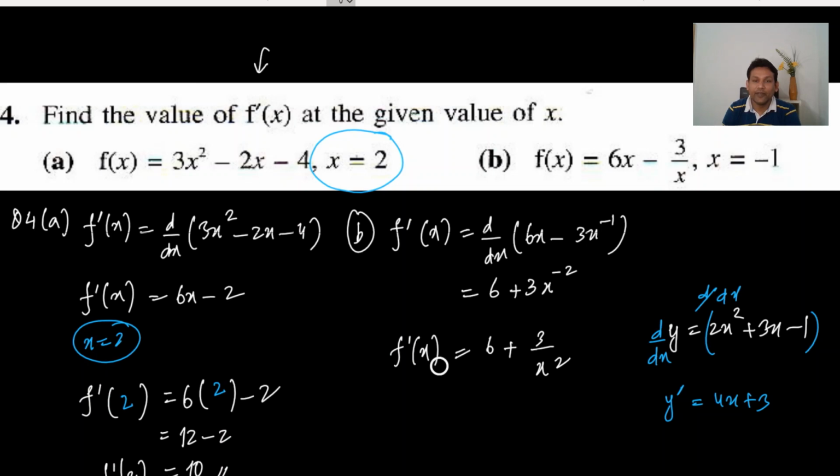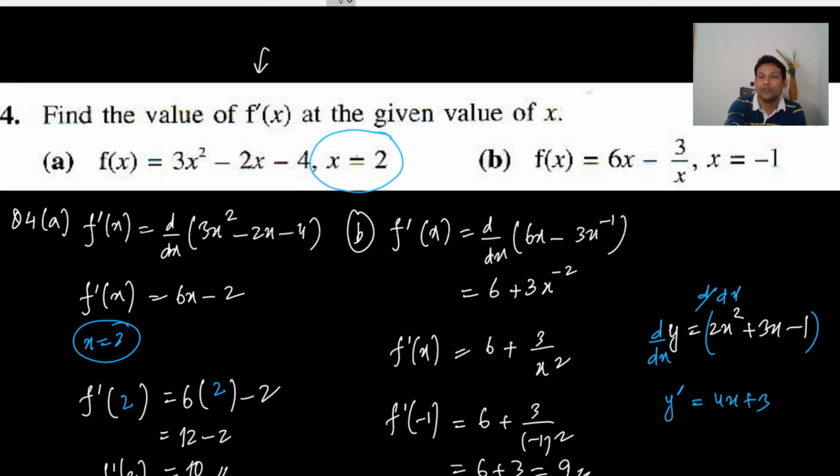Now, can you put the value x is minus 1? Minus 1 whole square is positive 1. 6 plus 3, and the answer is coming 9. We have done it. So this is the way when we do the differentiation, when it is given f dash of something, f prime of something, it means we are doing the differentiation. Moving to the next part.